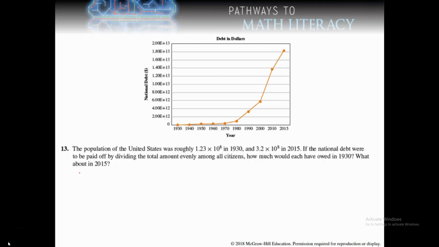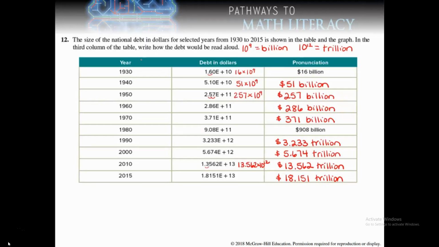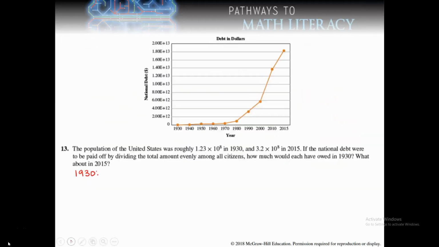So first, in 1930. Well, what was the national debt in 1930? Let's go look at that. In 1930, it was 1.60 times 10 to the 10th. So we have 1.60 times 10 to the 10th dollars. And there were roughly 1.23 times 10 to the 8th people in the United States. So we're going to divide that by 1.23 times 10 to the 8th.